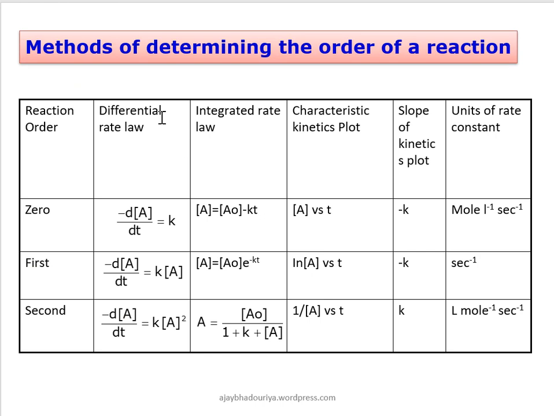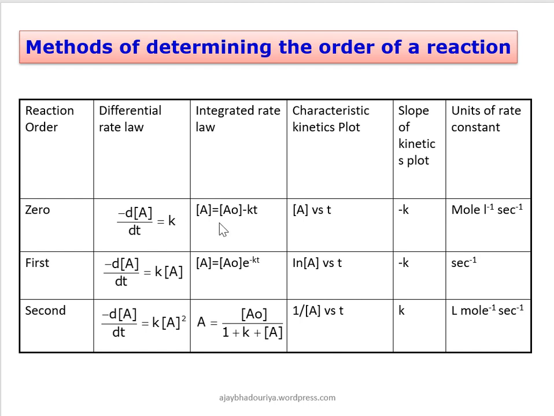Here is the summary of the order of reaction. How can we determine the order of reaction for the zero order reaction, first order reaction and second order reaction? That is the differential rate law, integrated rate law, characteristic kinetics plot, the slope of kinetics, and the unit of rate constant. Differential rate law: minus dA upon dt is equal to K.